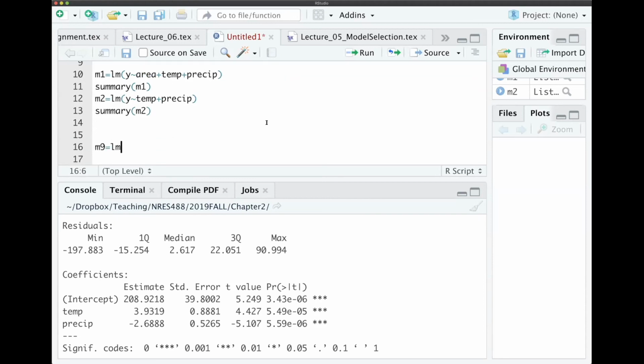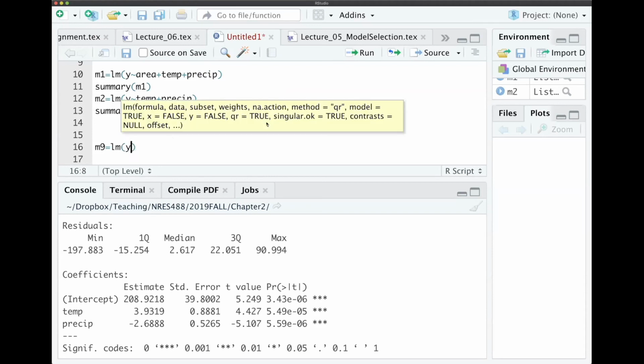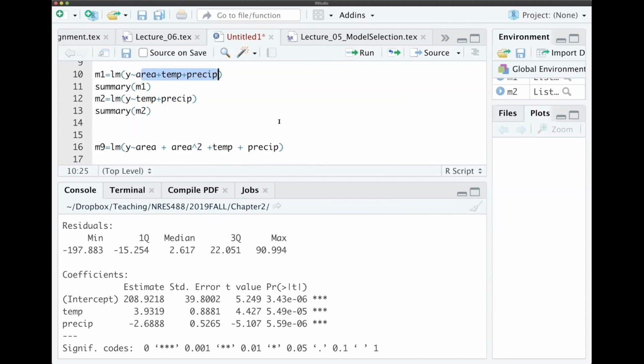It means I can't consider a model like M9 equals linear model of Y tilde area plus area squared plus temp plus precip, because area squared is not a part of these components. I could make this my most general model, and then the previous model would be nested within this model. Is that clear? It's like you have building blocks. You have the most complex set of building blocks, and then you have other models that are a subset of that.